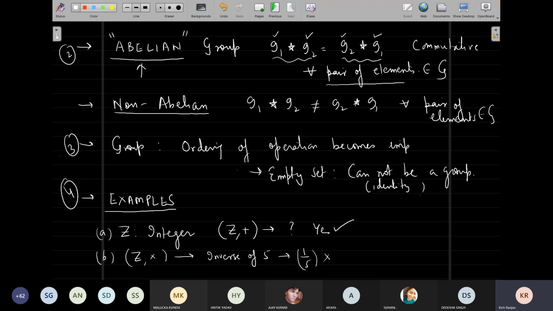And somebody said identity should exist, right? 5 into 1 is equal to 1 into 5 is equal to 5. Identity is there, right? 1 is an identity element. That's not a problem. The multiplicative identity is not an issue. It's the inverse that fails. The inverse of 5. So let's just see.